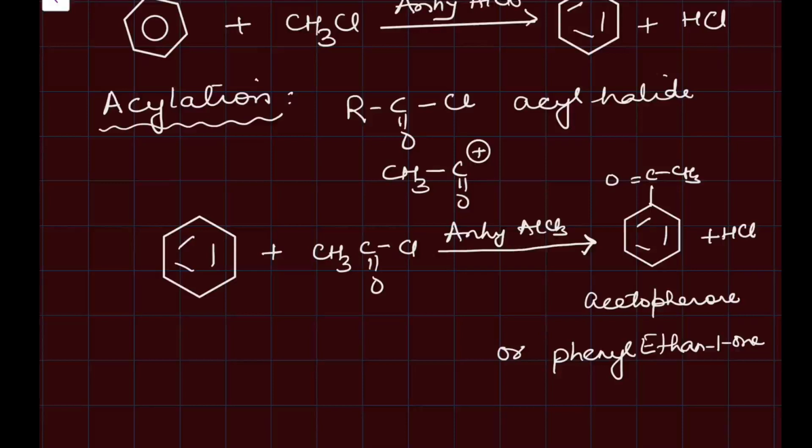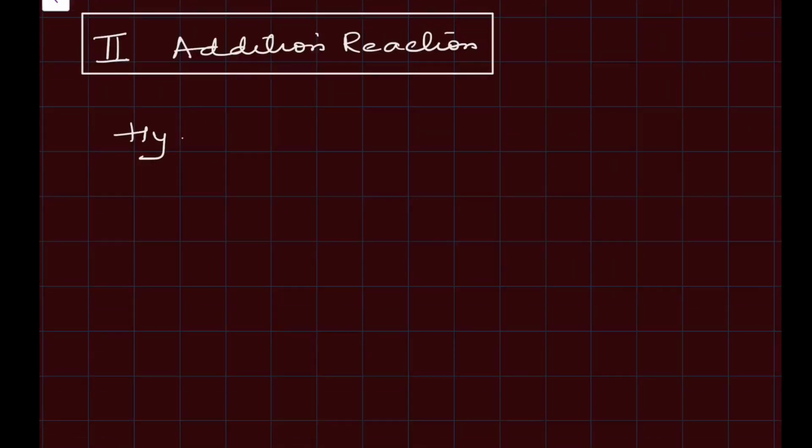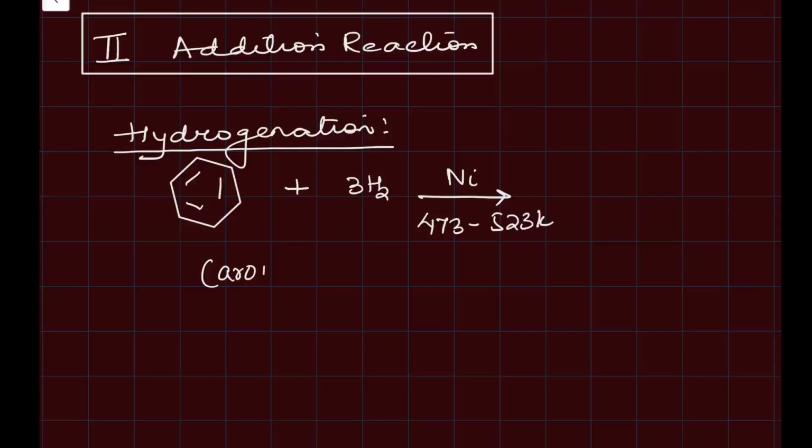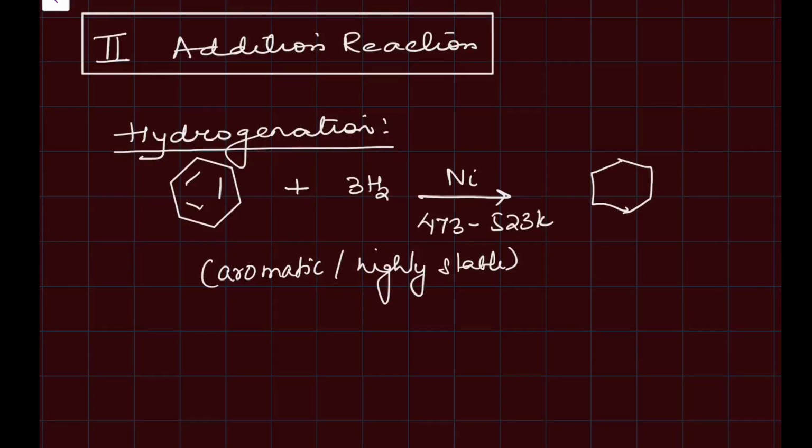Let's move on to the next category. First, let us do hydrogenation. We take benzene, we take excess of hydrogen, we take nickel, and very high temperature. Why do we need high temperature although there are double bonds? Because this is aromatic. This is highly stable, right? So we need high temperature to break the bond, and what we get is cyclohexane. No byproduct because this is an addition reaction.